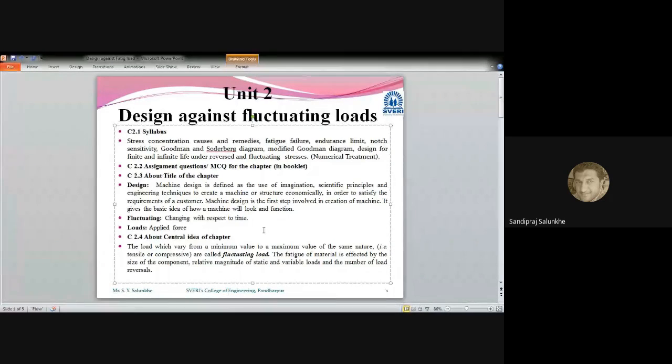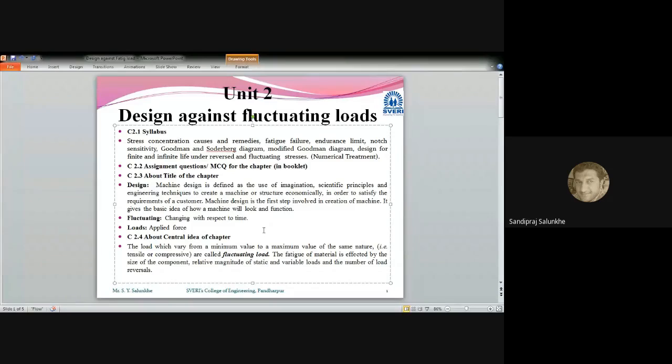First of all, we will go through the syllabus. The syllabus related to this unit has some points described: stress concentration and remedies, then fatigue failure, endurance limit, notch sensitivity, Goodman and Soderberg diagram, modified Goodman diagram, design for finite and infinite life under reverse and fluctuating stress.